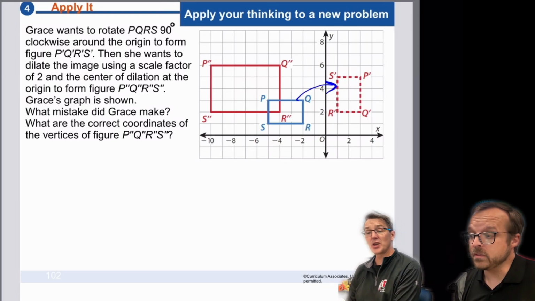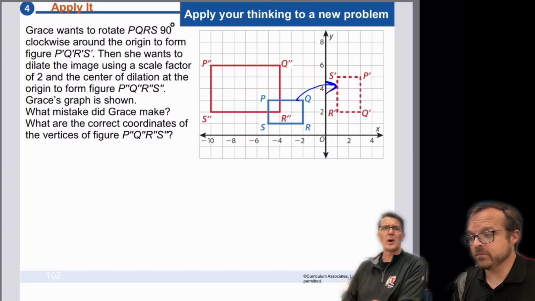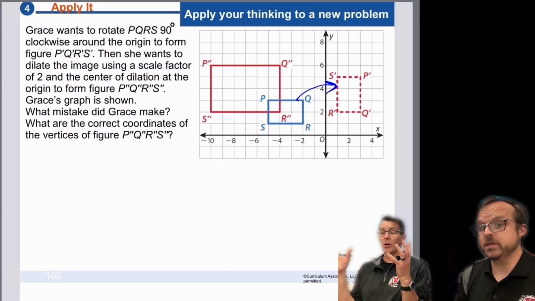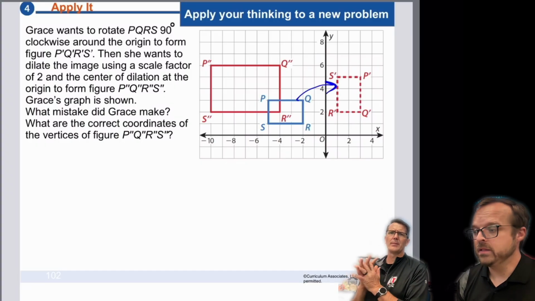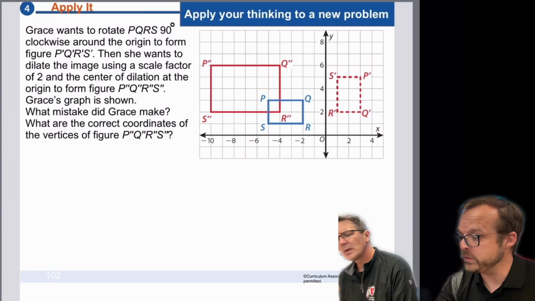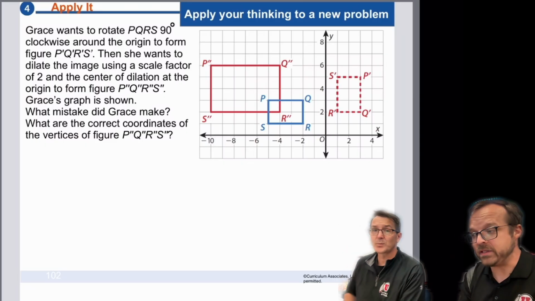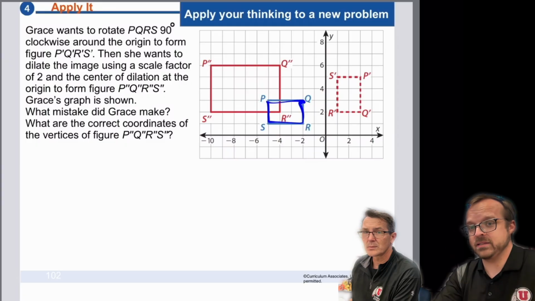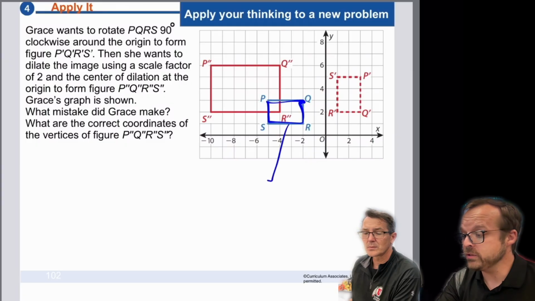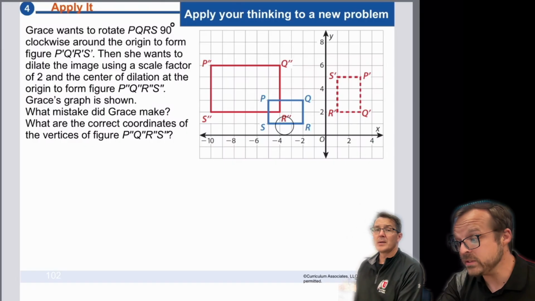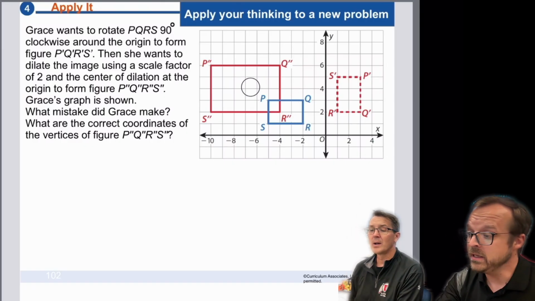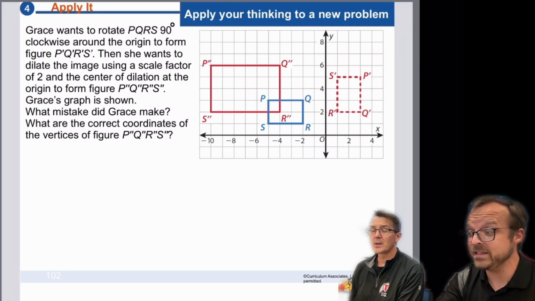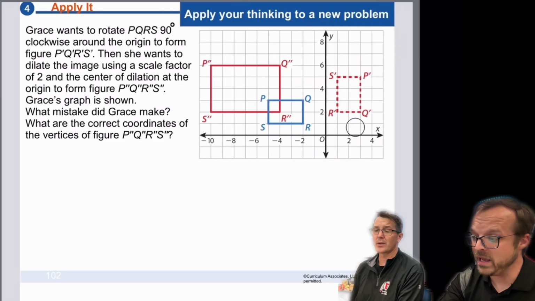And the next thing says she wants to make an image with a scale factor of 2. 2 is bigger than 1, so the shape should be bigger. Well, I see a bigger shape here, but I see a problem. There's a problem here because when we do a sequence of transformations, we don't dilate the original image if that's our second transformation in the sequence. So rotation takes us from this shape here to this shape here. If we're going to dilate that image, we need to dilate this one, not this one. And it looks to me that Grace has dilated the original out to get our bigger shape. It looks like she's dilated the original correctly, but she should have dilated the image.